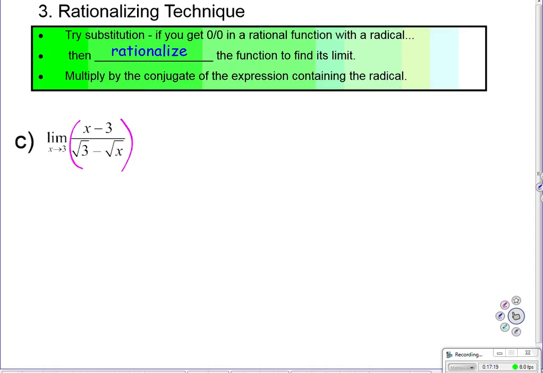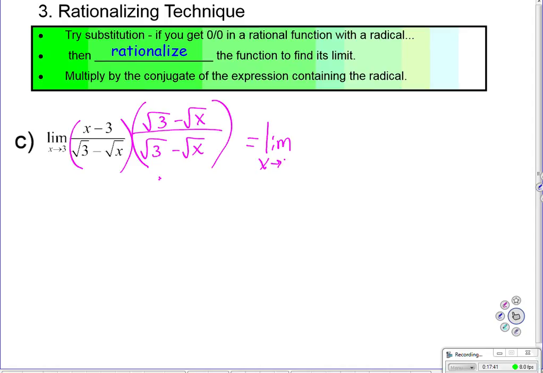So let's multiply by the square root of 3 minus the square root of x. When I multiply, I want to use the radicals to FOIL and leave the other alone. So this will turn out to be the limit as x goes to 3. Let's leave the top alone. That generates this factor of x minus 3 and a factor of square root 3 minus square root x over square root 3. Oops, I got FOIL. Square root 3 times square root 3 generates 3.